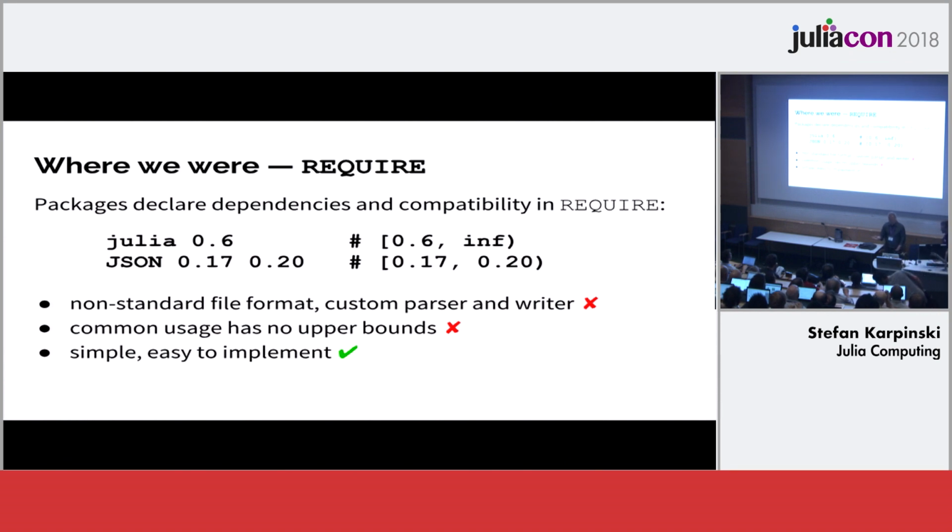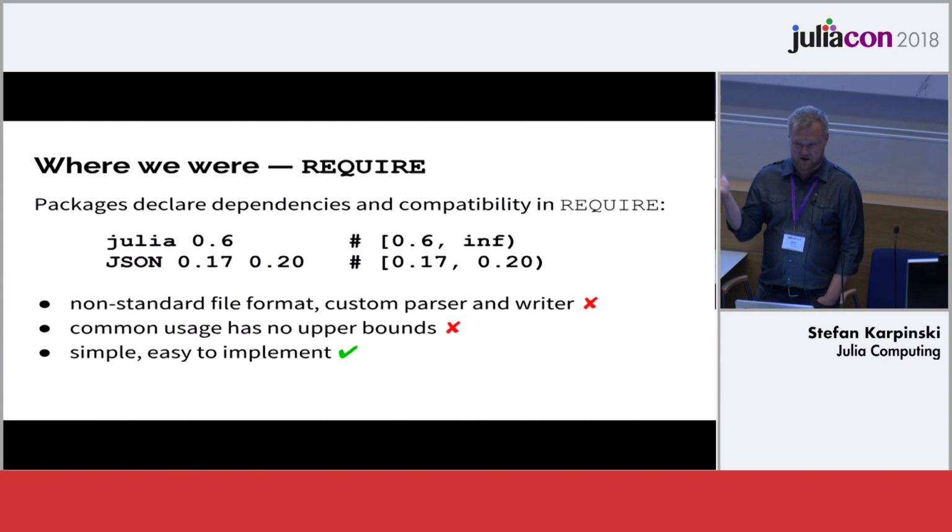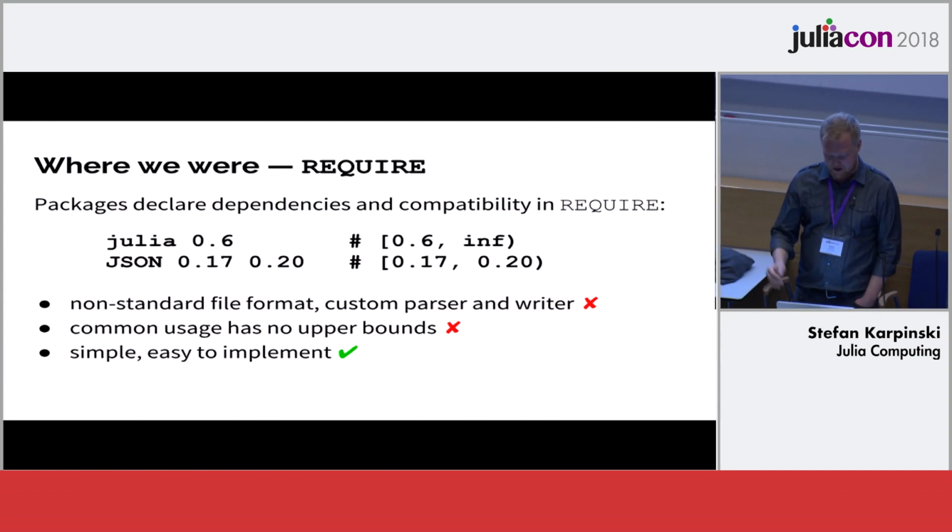It's a non-standard file format. You get a custom parser and writer. The upside is it's really simple and easy to implement. But there's sort of this proliferation of these little custom file formats, and at some point, you have to have a dictionary to look up which custom file format you're using, and that gets tedious. Common usage has no upper bounds, which is kind of bad because you're basically committing to supporting every possible version of your dependency ever, which we know doesn't work. People upgrade their APIs and break them, and then that shouldn't work, right? You shouldn't be promising about a thing that you can't really make promises about.